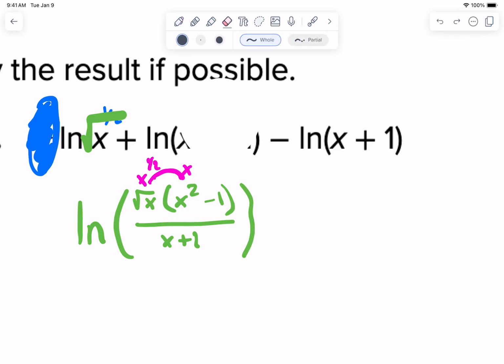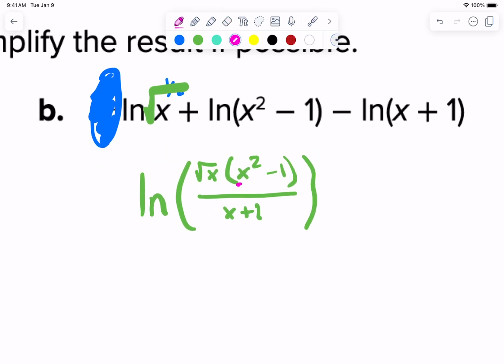Now, there is one fancy thing that can happen. Did you guys see this? Oh, we can split that guy up. This guy is a difference of squares. Okay, so x squared minus 1. The square root of x squared is x. The square root of 1 is 1. So one of them's plus and one of them's minus. And now the bottom goes away. Now the x plus 1s can cancel.